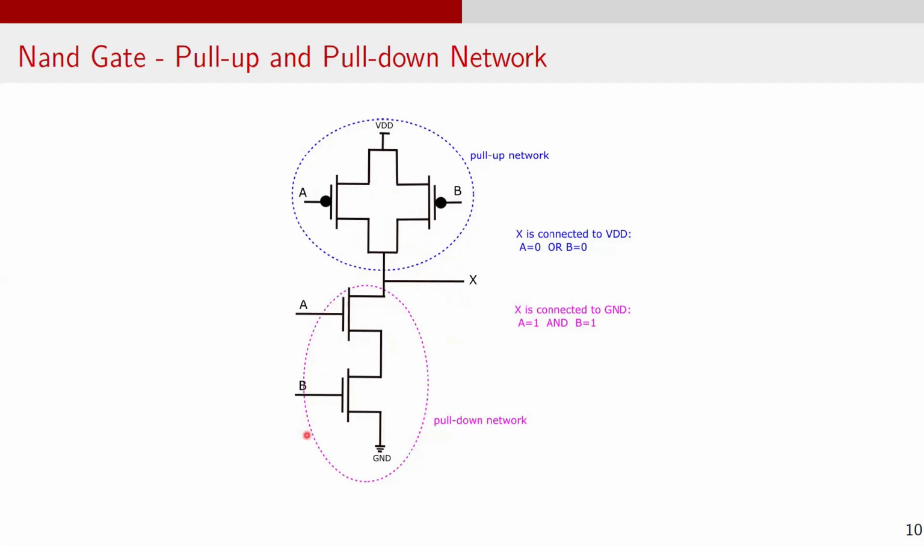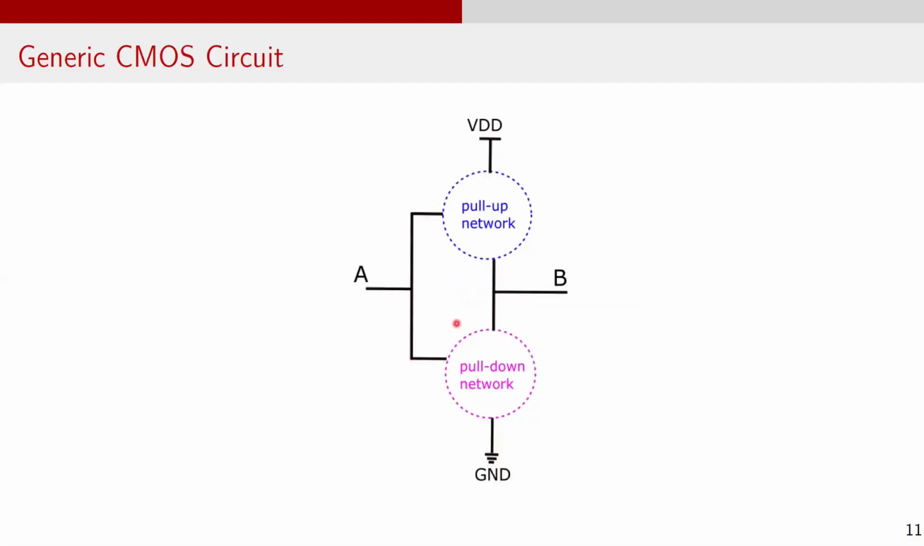The pull-up and the pull-down networks are designed as conductive complements of each other, ensuring that when one is on, the other one is off. This complementary operation achieves the desired NAND operation. This is how we can put together the schematic of a generic CMOS gate consisting of a pull-up network and a pull-down network. The pull-up network is made of PMOS transistors and the pull-down network is made of NMOS transistors.